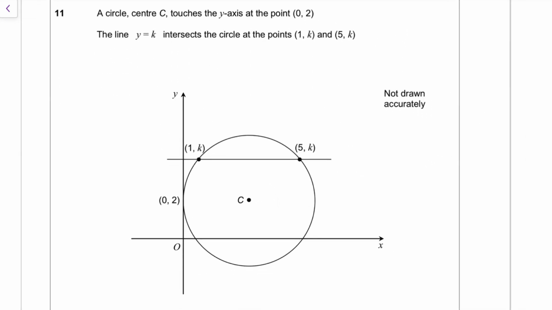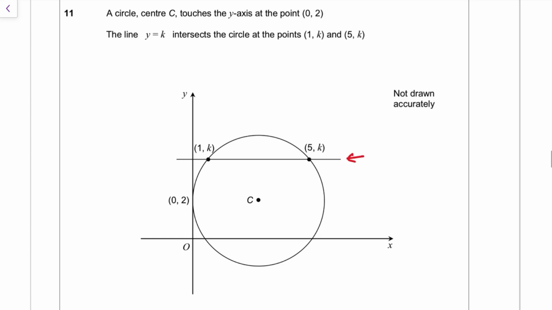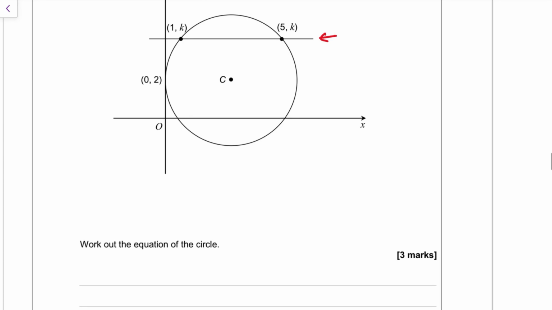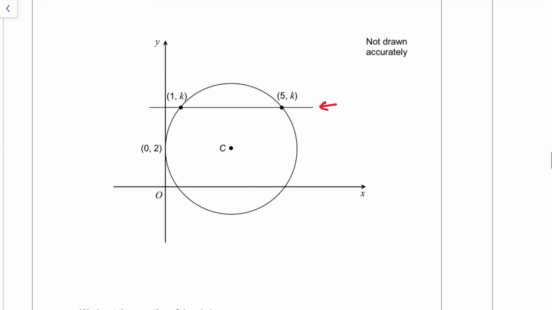Here we go. There's always going to be a circle theorem question. A circle centre C touches the y-axis at the point 0, 2. Okay. The line y equals k intersects the circle at the points 1, k. So here's my y equals k here. Then what am I doing? Oh, that's down here. Work out the equation of the circle. Okay, so the equation of a circle means I need the coordinates of C and I need a radius.